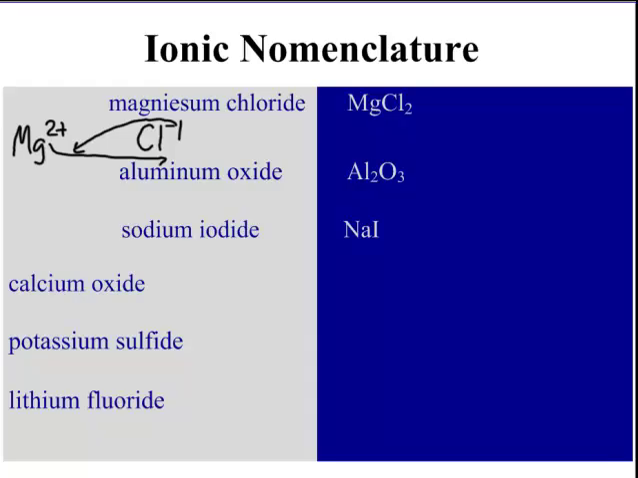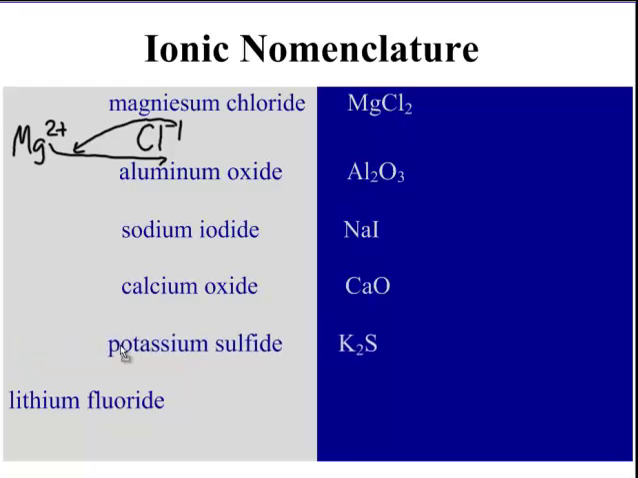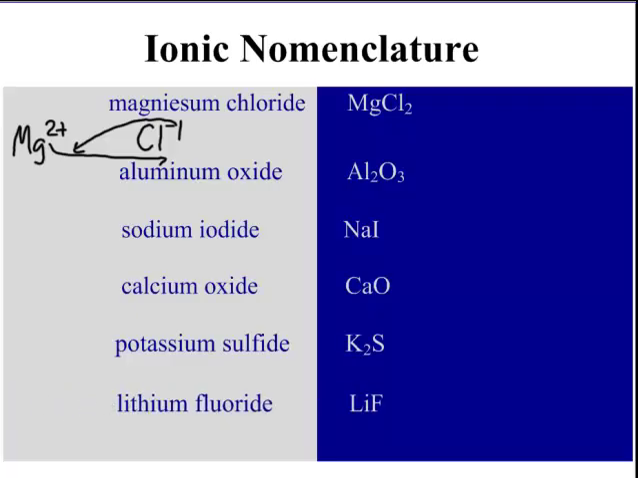Calcium oxide, Ca and O, are both 2 ions, but we don't write Ca2O2. Remember that for ionic compounds, we always reduce to the lowest possible ratio, so we reduce this to simply CaO. Potassium sulfide is K2S, and lithium fluoride is LiF.